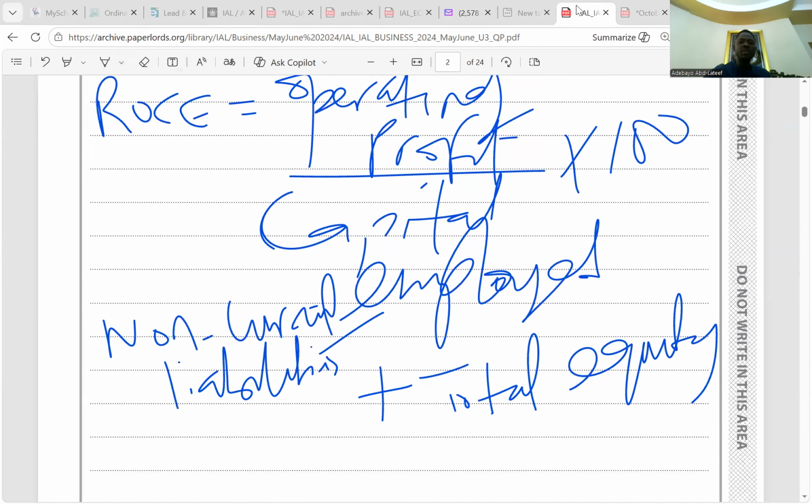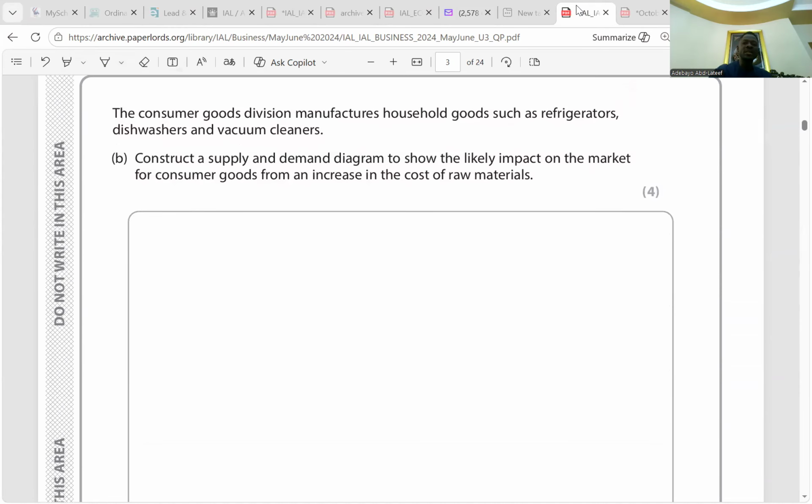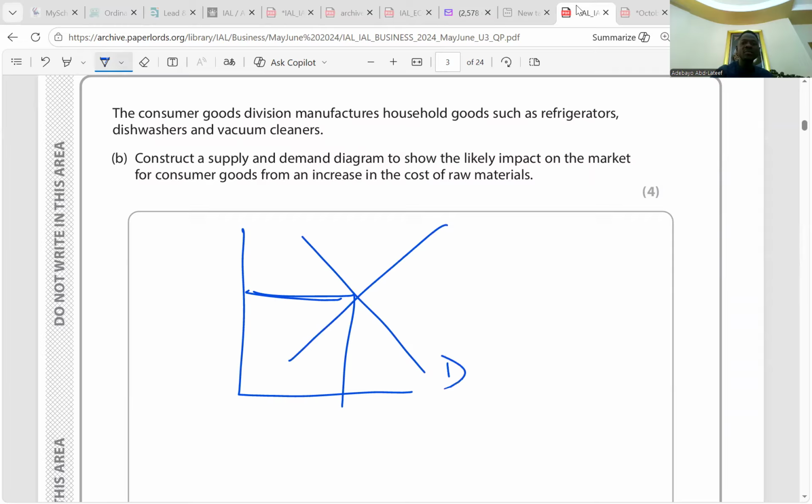So for question 1B, here it said construct a supply and demand diagram to show the likely impact on the market for consumer goods from an increase in the cost of raw materials. An increase in the cost of raw materials brings about an increase in the cost of production. And we need to find the equilibrium first. We have the equilibrium at this point. So this is equilibrium. We have demand and supply. We have equilibrium price, equilibrium quantity.